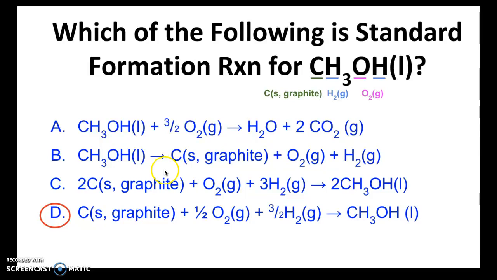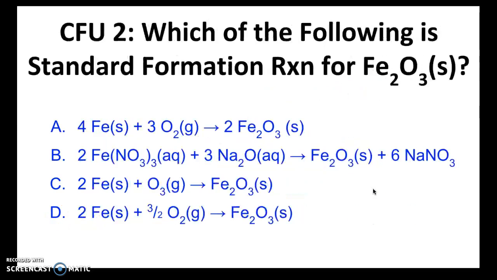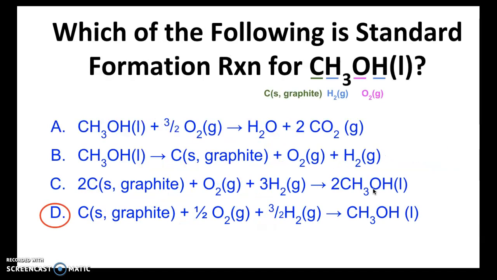If you look at choice A and B, those are wrong. One of the reasons why they're wrong is because CH3OH should be on the product side since you're forming it, and it's on the reactant side, so we can automatically cross those out. You can also cross out A because it doesn't have elements in the standard state, H2O and CO2. C is almost correct. However, we need to form 1 mole of CH3OH. Remember, for standard formation, the product should have a coefficient of 1 because you're only forming 1 mole of it. So that's why C is incorrect, and the answer is D.